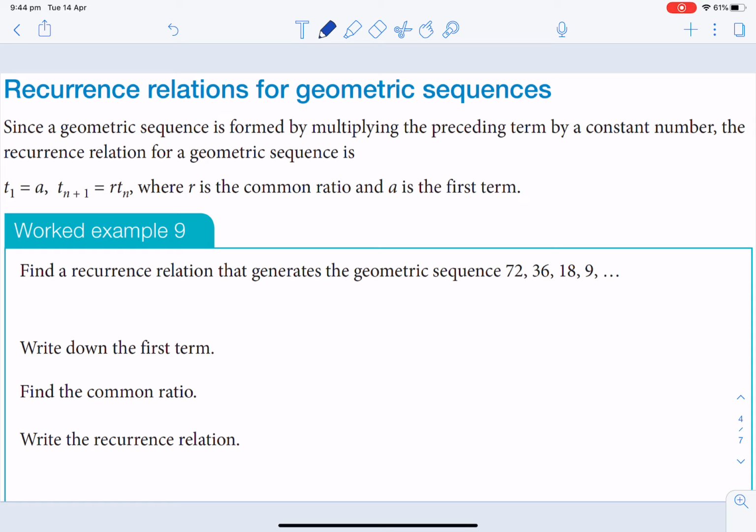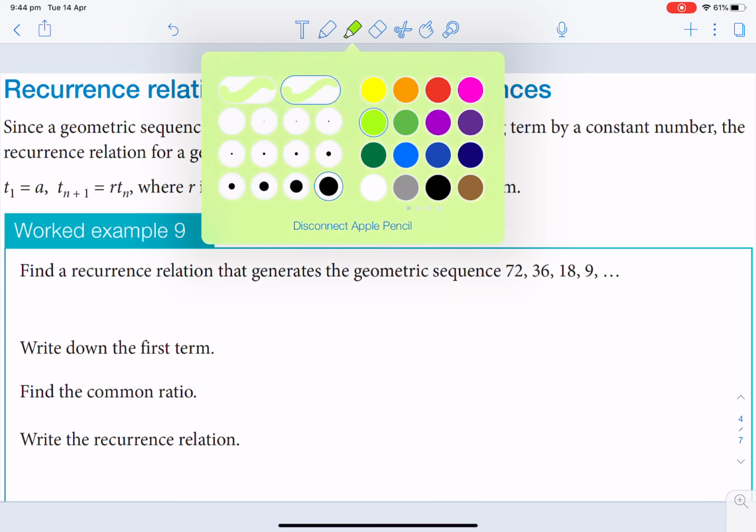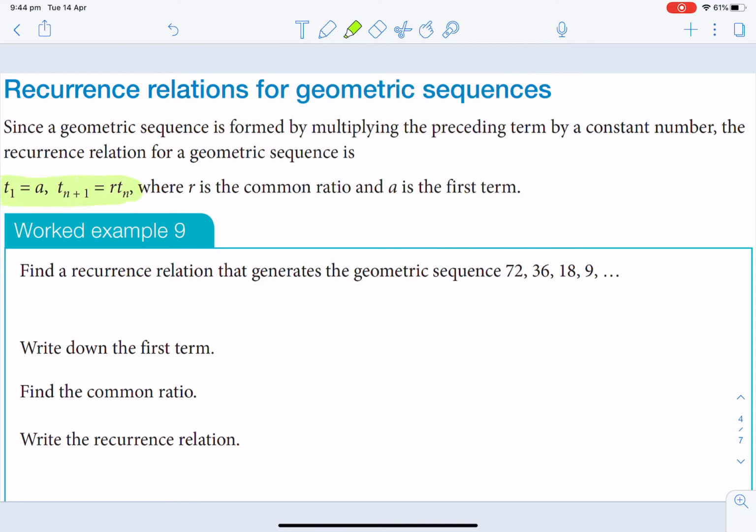We're going to go back to green because green looks better. We need that formula soon. Until then, we've got to work through worked example 9 on page 279. So, find a recurrence relation. This is the recurrence relation, highlighted in the green again. Find a recurrence relation that generates the geometric sequence 72, 36, 18, 9.